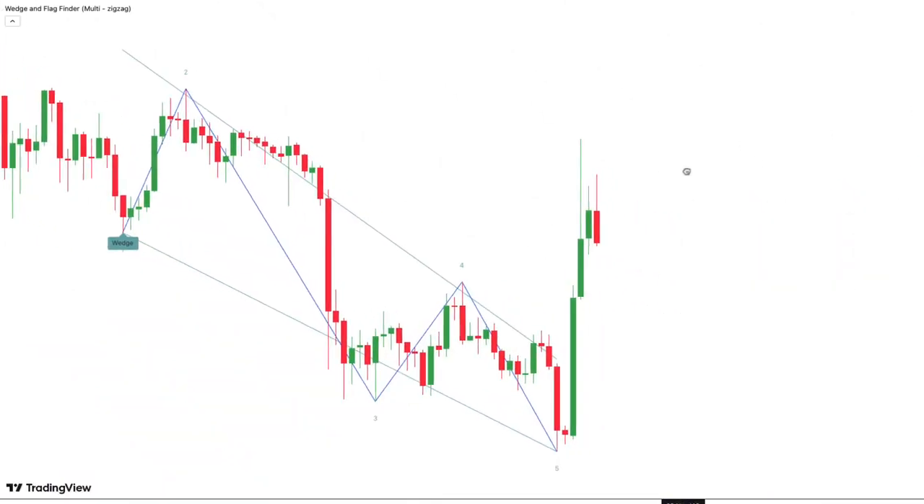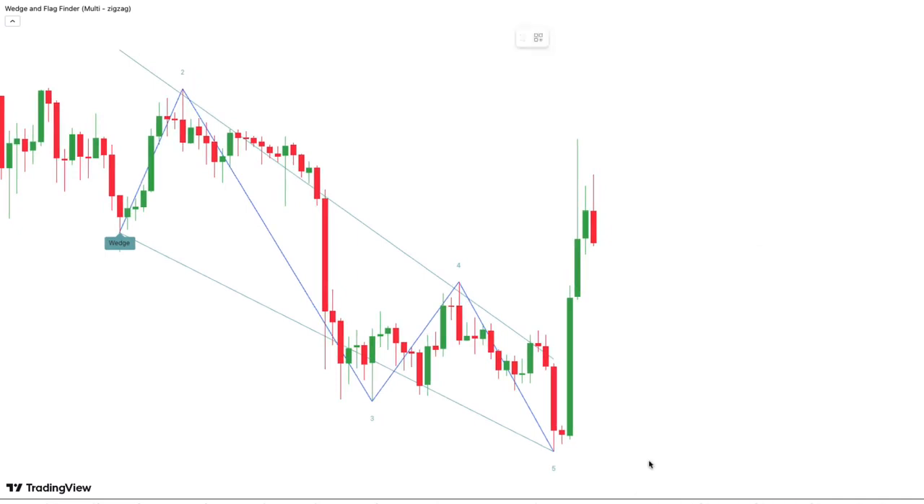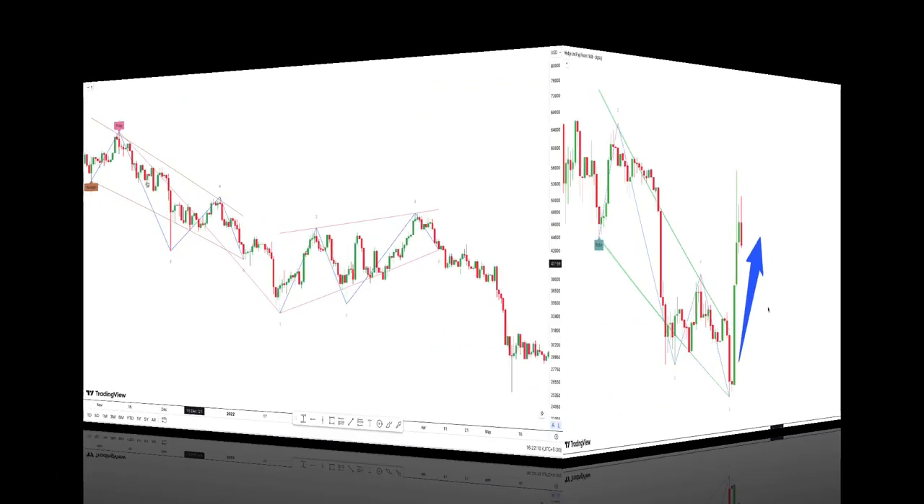The second pattern that can be identified with the indicator is the falling wedge. A falling wedge is a bullish chart pattern formed by converging trend lines that slope downward. It comprises lower swing highs and lower swing lows, with the price confined within a narrowing range. The falling wedge indicates a potential trend reversal as buying pressure may overpower selling pressure, resulting in an upward price movement.